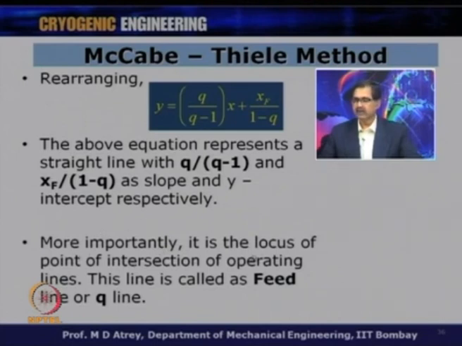More importantly, it is the locus of the point of intersection of operating lines. This line is called the feed line or q line. So, we got a third line now, which represents the locus of the point of intersection of the operating lines, but it has a lot of physical significance, which depends on the value of q, or the quality, or as I said, the wetness of the feed, and let us see how it denotes that.